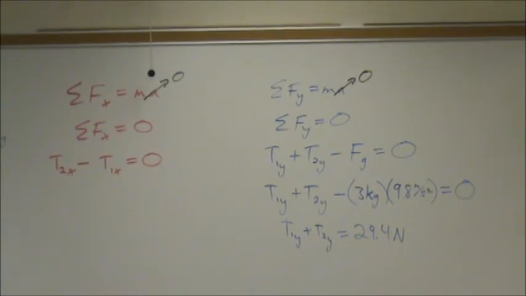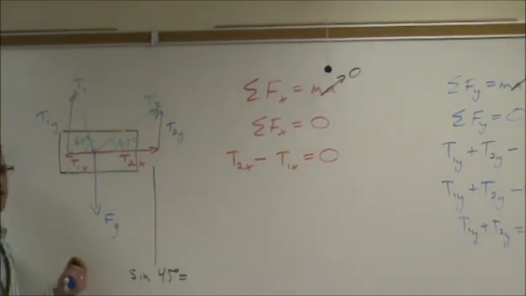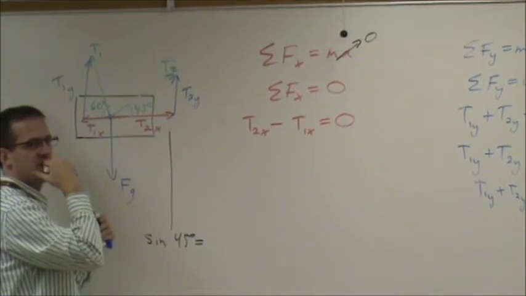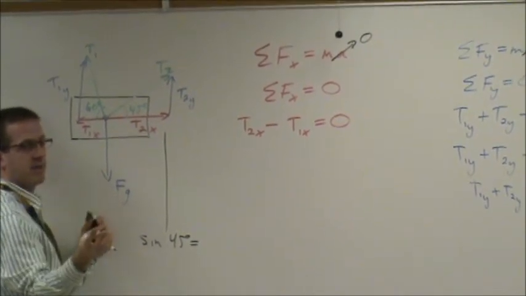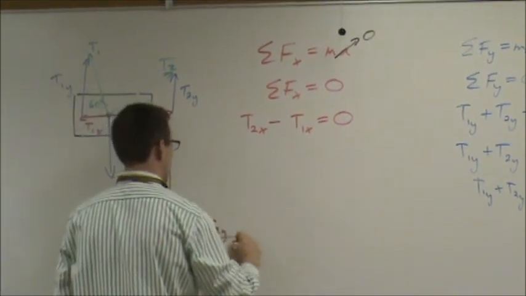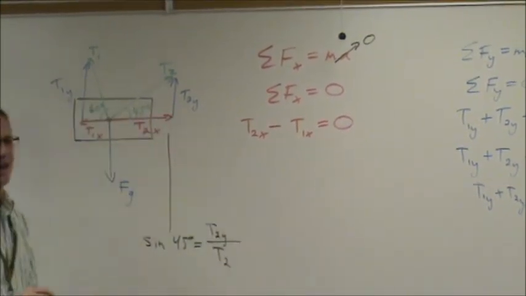Use some trig somewhere. Right, if I go back to this, I'll write this down here. If I'm looking at this triangle alone, I could set something up like this. The sine of 45 degrees. Now what would the sine be of 45 degrees? What over what? Opposite over hypotenuse. What's the opposite here? T2y over T2.